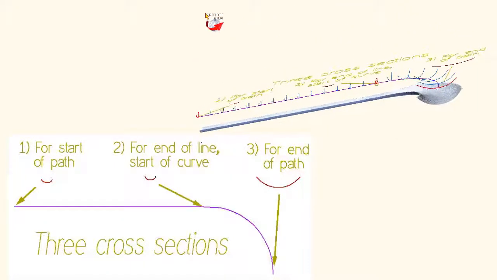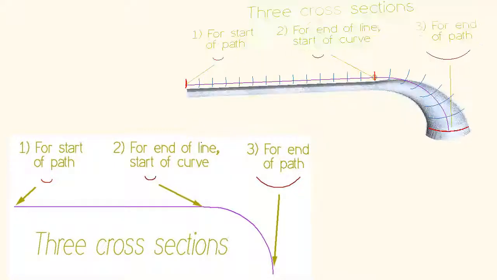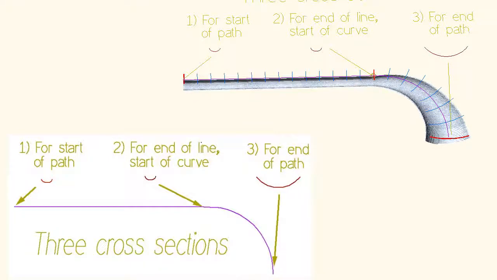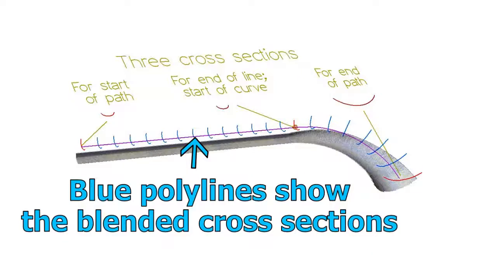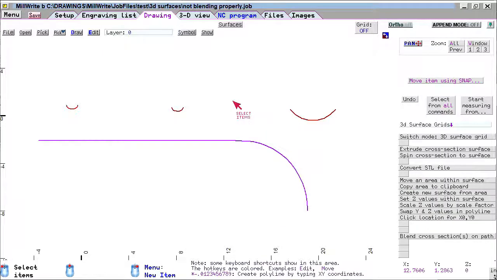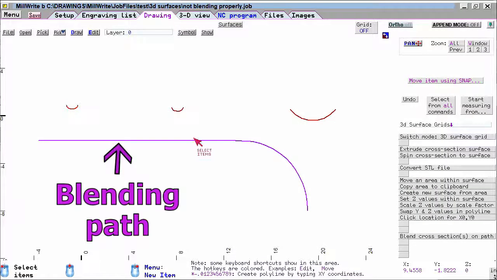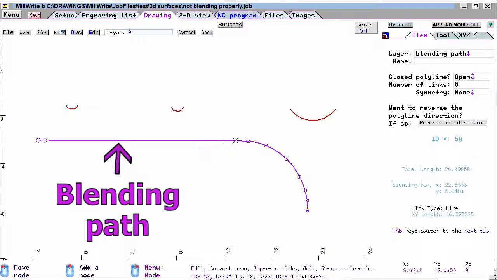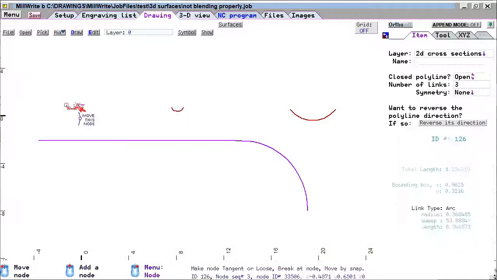The first and second cross-sectional shapes must be identical so that MillWrite does not change the shape as it travels down the line. Since they are identical, you only have to draw one of them, and then you can duplicate it to make the other. Here is the job file that shows the blending path in purple and the 3 cross-sections in dark red.